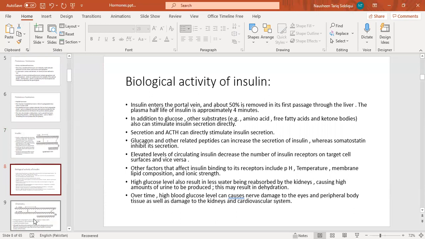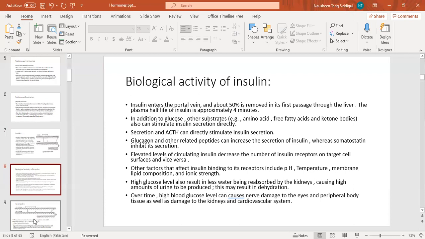Secretin and glucagon and other related peptides can increase the secretion of insulin, whereas somatostatin inhibits its secretion. Elevated levels of circulating insulin decrease the number of insulin receptors on target surfaces and vice versa. Other factors that affect insulin binding to its receptor include pH, temperature, membrane lipid composition, and ionic strength.